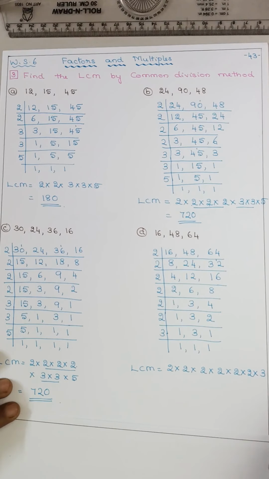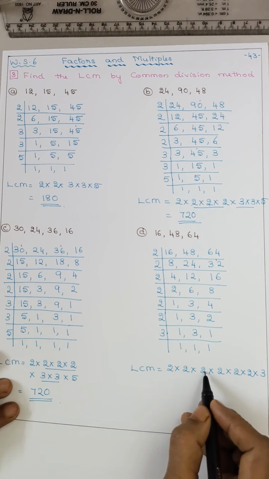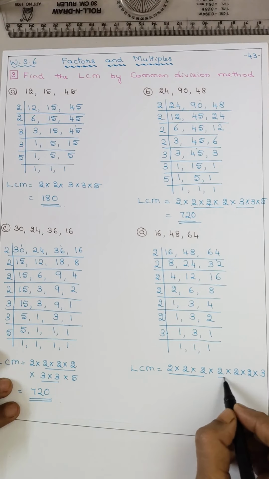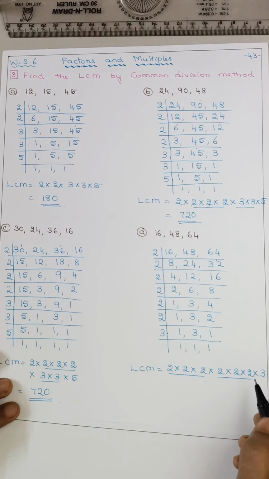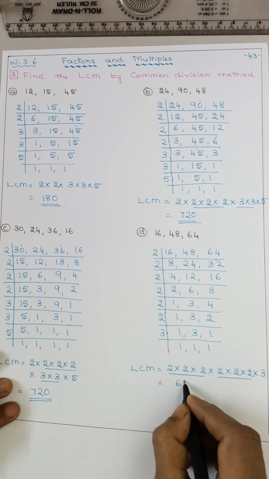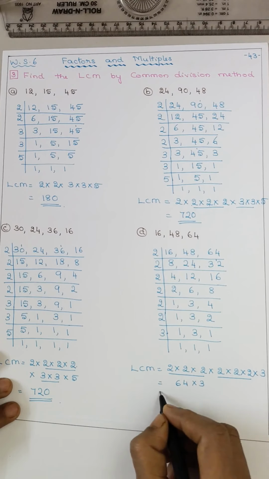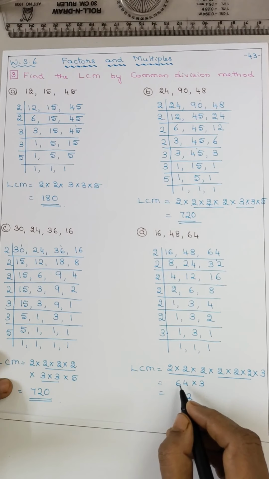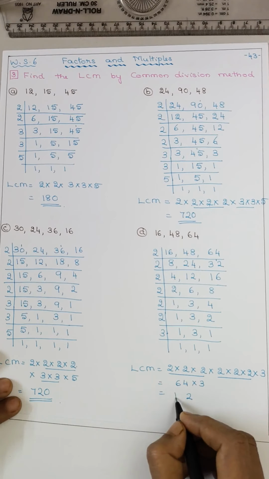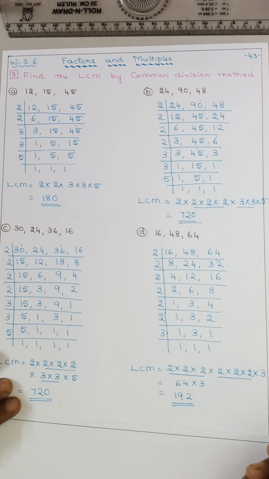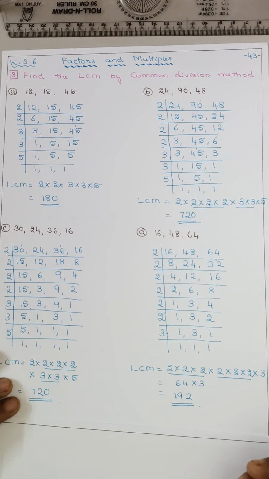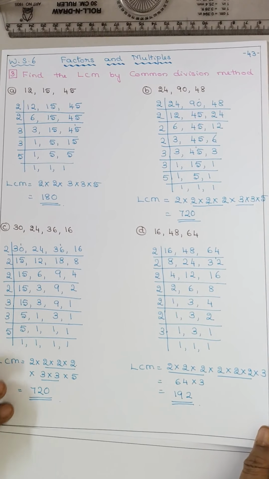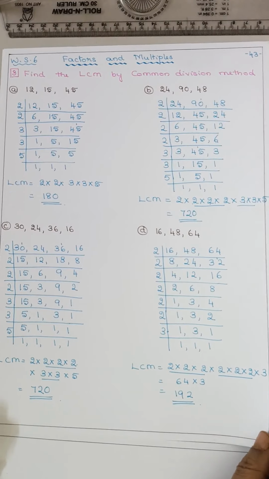Okay, now to multiply. 2 2s are 4, 4 2s are 8. 8 8s are 64, into 3. 3 4s are 12, 3 6s are 18, 19. So you got the LCM 192. Is it okay? So that was question number D.